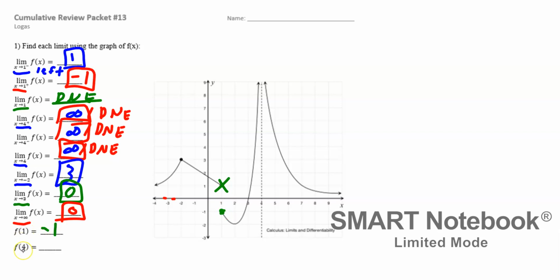If we look at f of 4, that means we're looking at the x value of 4. Notice there's a vertical asymptote at the x value of 4. So that means that there's no y values that go with that x value. So this does not exist at all.